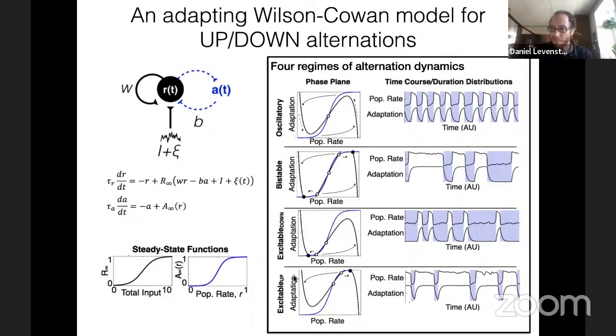And the excitable up regime is basically the same thing, just the mirror image, where now the up state is stable in the stable point. Adaptation is tonically active, but then every once in a while you can get kicked over into a down state. Adaptation inactivates and eventually brings you back to the up state.